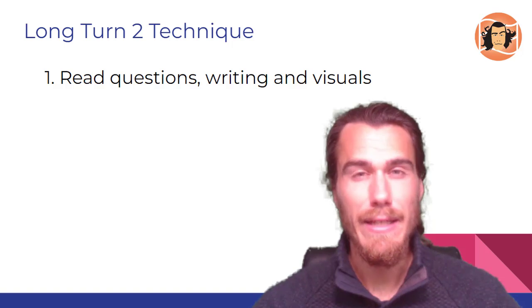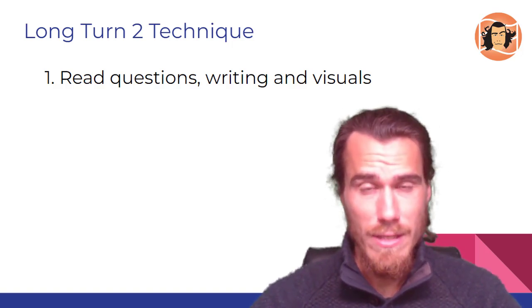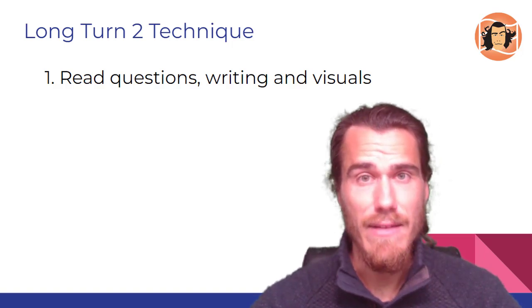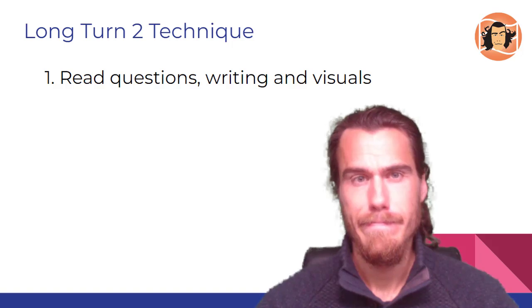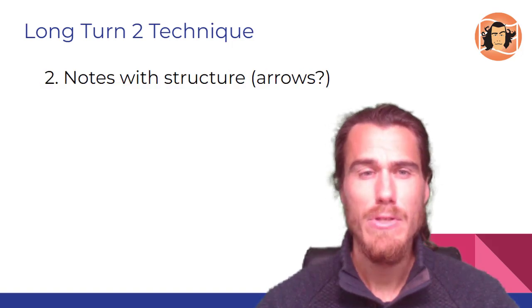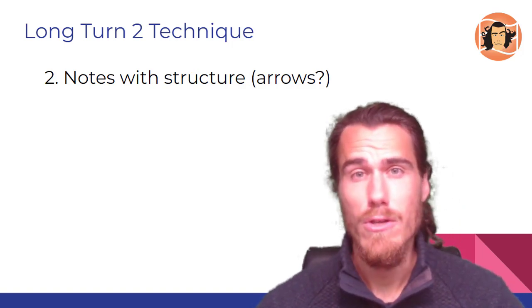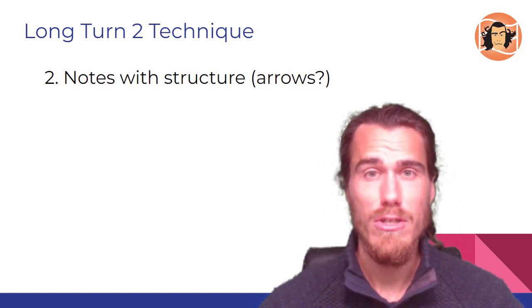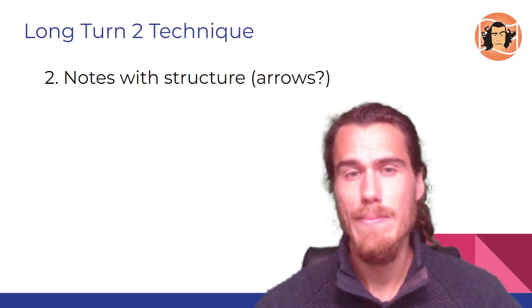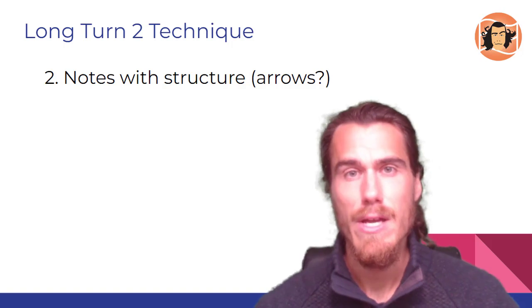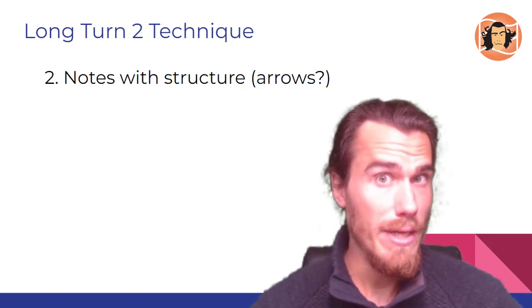This is the technique that I advise using. Step 1. Read the questions, the writing, and the visuals. Read all of the information that you're given. Step 2 is to create some notes with structure. You can use arrows to create this structure. Remember, you have 1 minute to prepare some very simple notes with some arrows connecting them so you know how your speech will be organized when you speak for 1 minute.